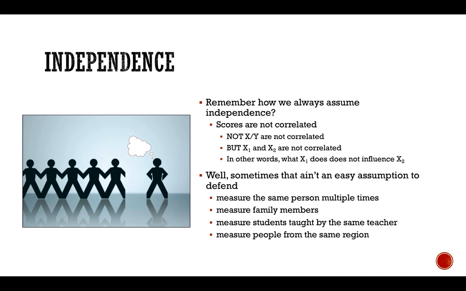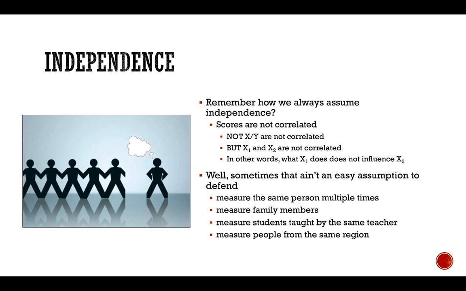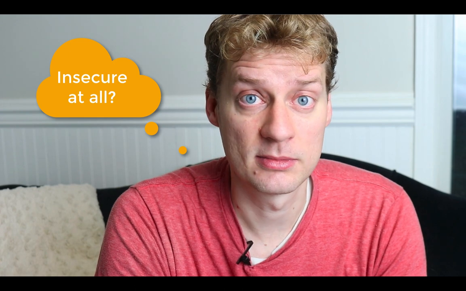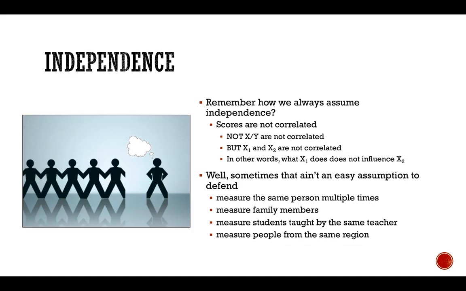For example, if we measure the same person multiple times, of course, their measurement at time 1 is going to be correlated with their measurement at time 2. Likewise, if we measure family members, what my brother says is probably going to influence what I say. What I say is going to influence what my little brother says because he looks up to me and he loves me and he adores me and he thinks I'm awesome. Okay? And can't forget my little sister. She thinks I'm nuts.